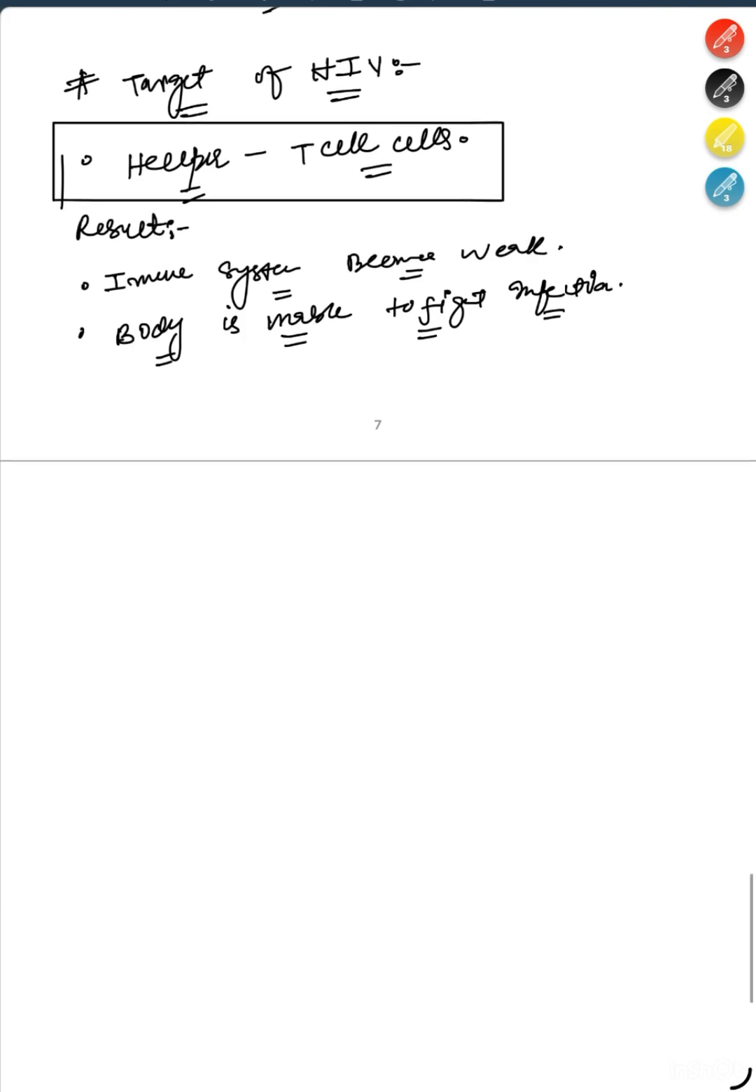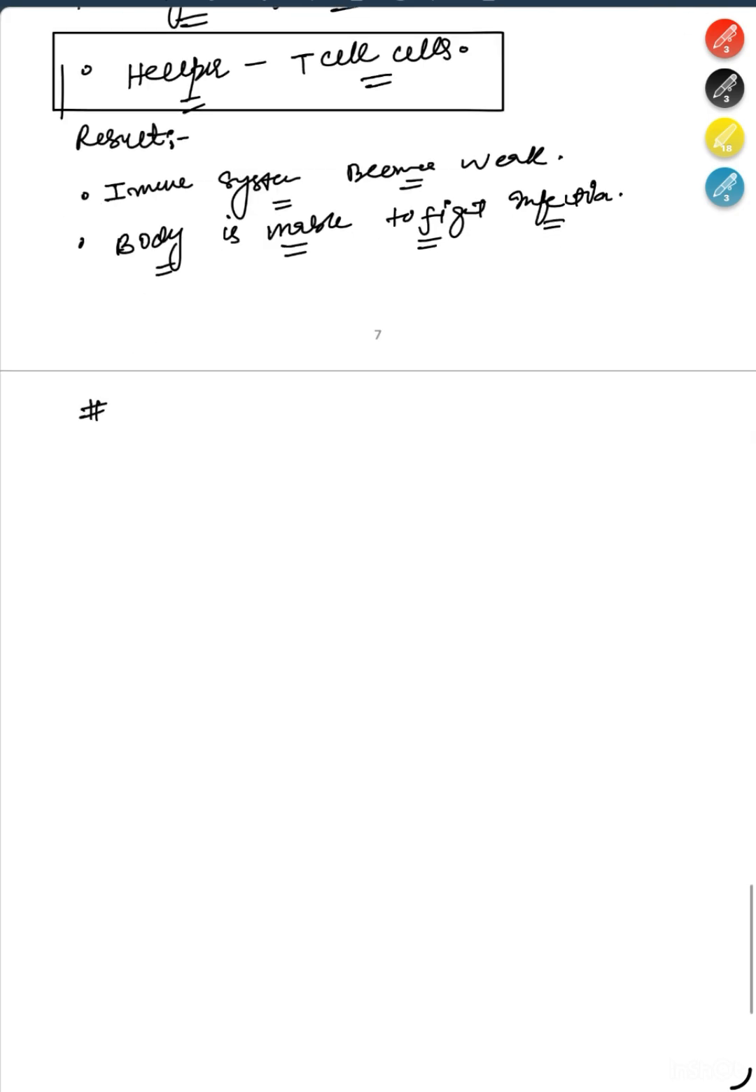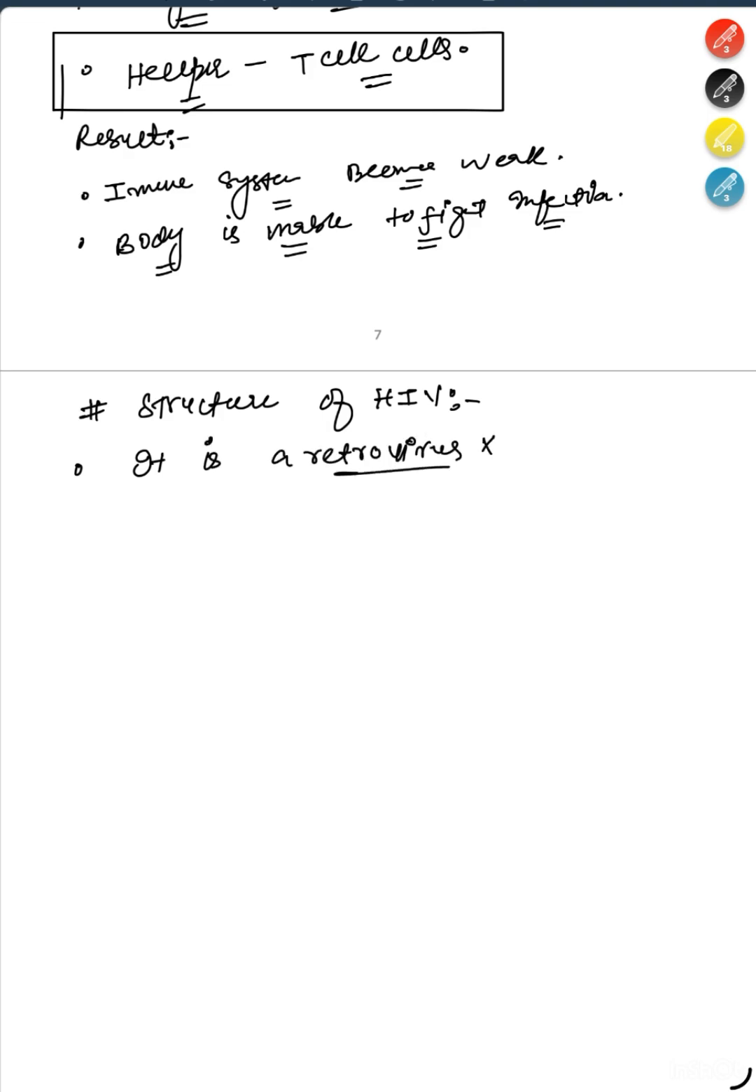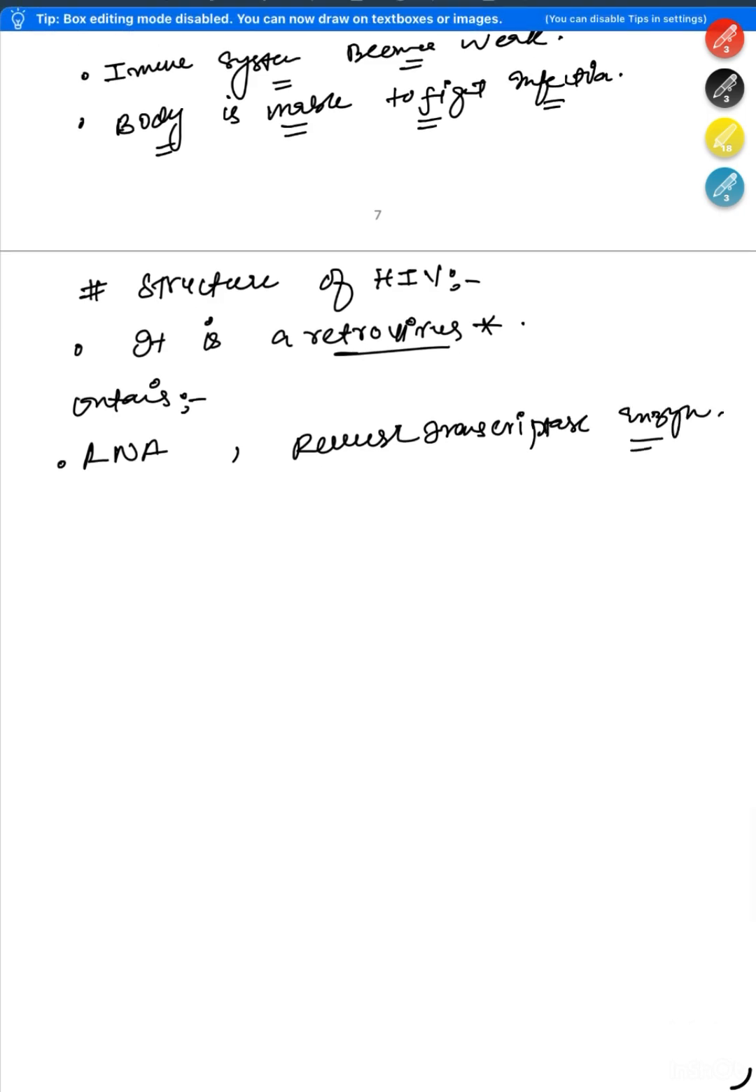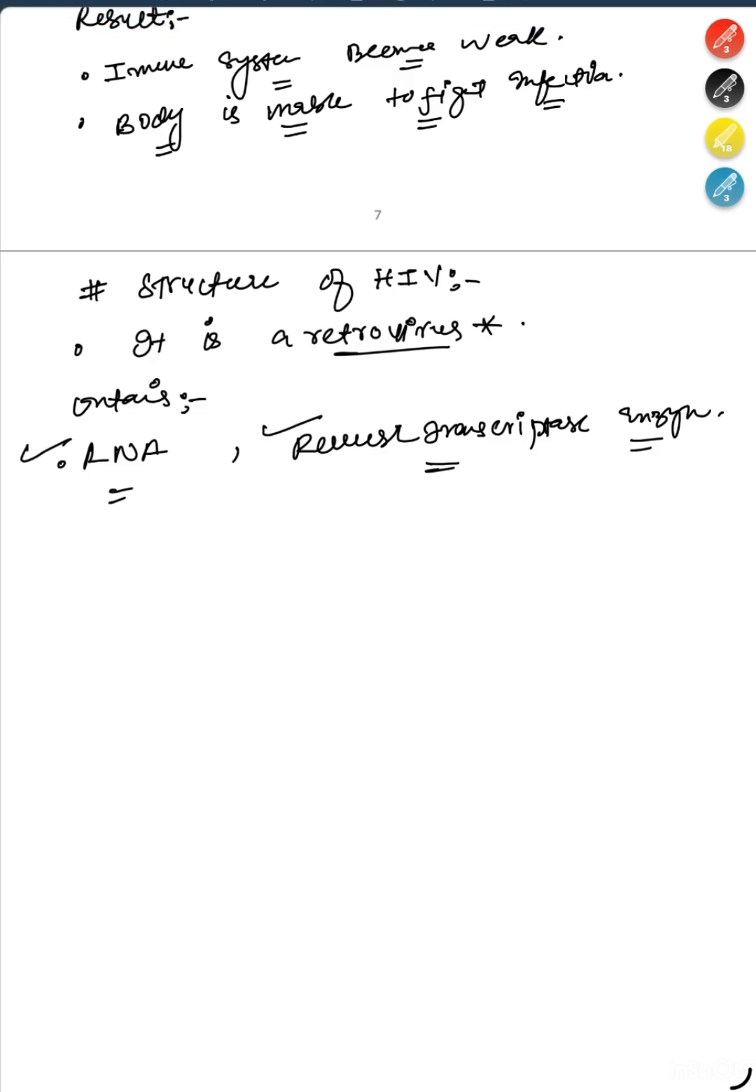Fine. Now, if we talk about the structure of this HIV virus, it comes under the class of retrovirus. So it's a retrovirus firstly. You need to remember that it's a retrovirus. Fine. So what does it contain? It contains RNA and reverse transcriptase enzyme. Fine. So this was all about the structure of HIV. It contains RNA as its genetic material. Also, it contains the reverse transcriptase enzyme.